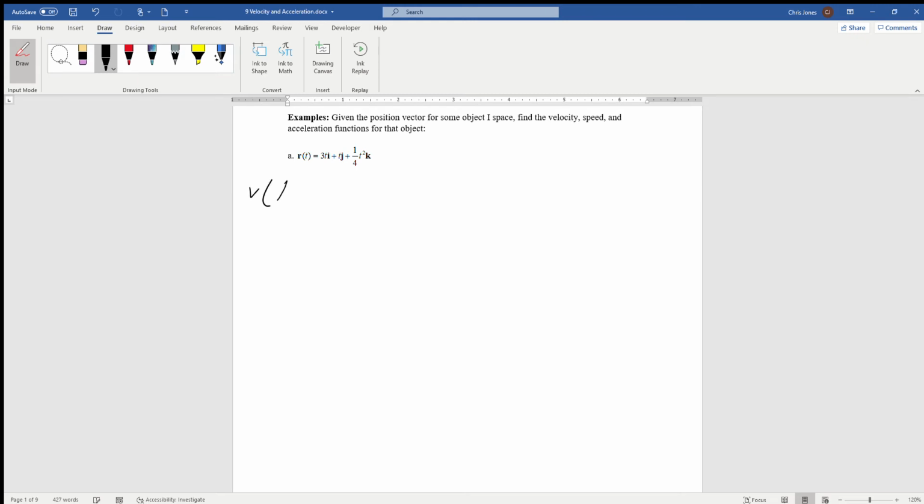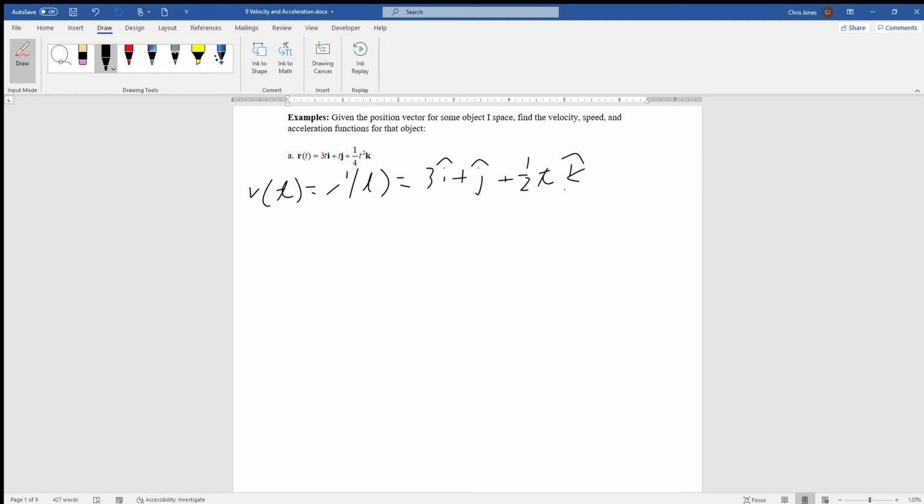So v of t, which is equal to r prime of t, is going to be equal to 3i plus j plus 1/2 t k. Right? And that's all there is to it. Not meant to be anything too difficult.